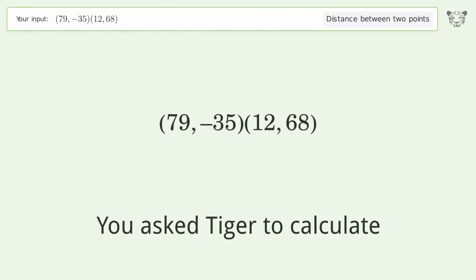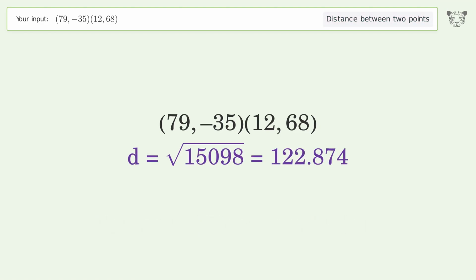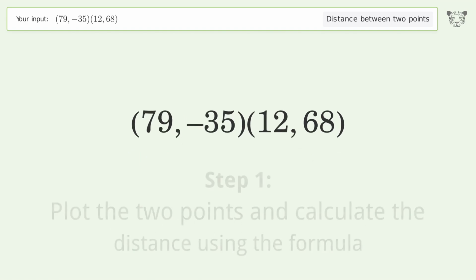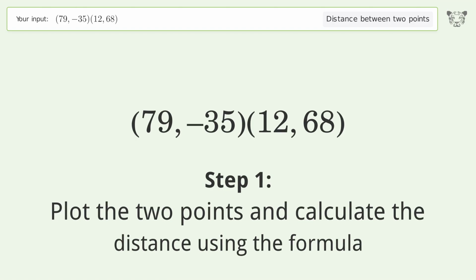You ask Tiger to calculate. This deals with the distance between 2 points. The distance between the 2 points is the square root of 15,098 or 122.874. Let's solve it step by step. Plot the 2 points and calculate the distance using the formula.